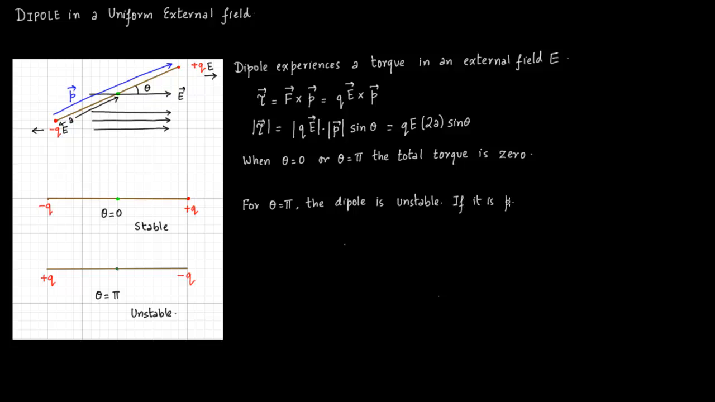So we are saying for theta equals pi, the dipole is unstable. If you perturb it a little bit, it will try to go to the state of theta equals 0 rather than coming back to theta equals pi, and that is why it is called unstable.